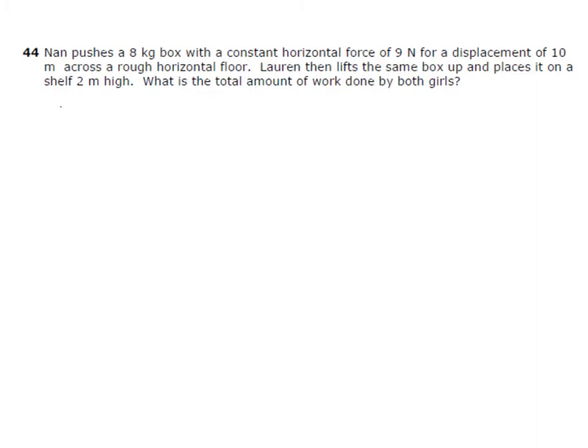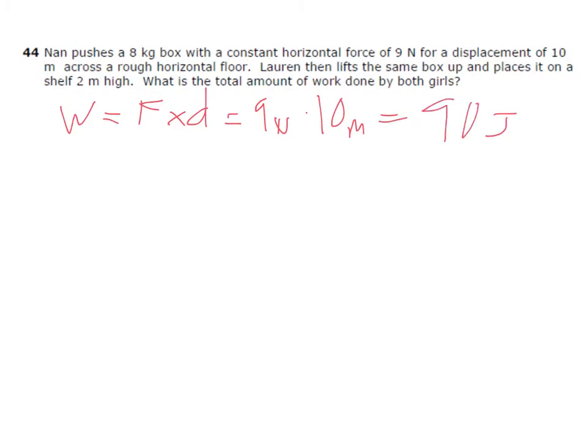The first is the work that's being done by pushing the box across the floor, and that work can be calculated as a force times a distance. So we have a force equal to 9 newtons times 10 meters. That's 90 newton meters, otherwise known as 90 joules of work.